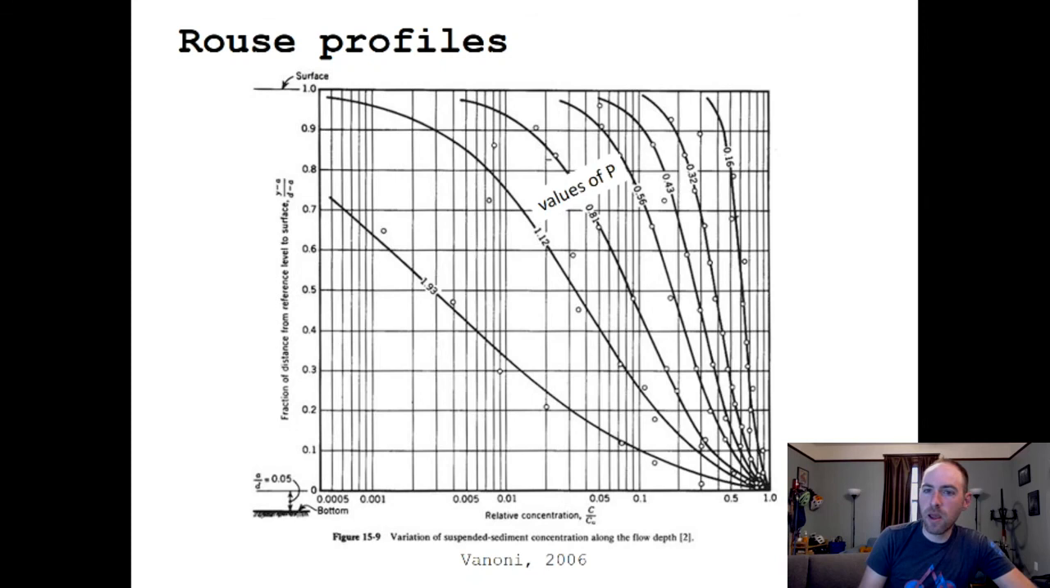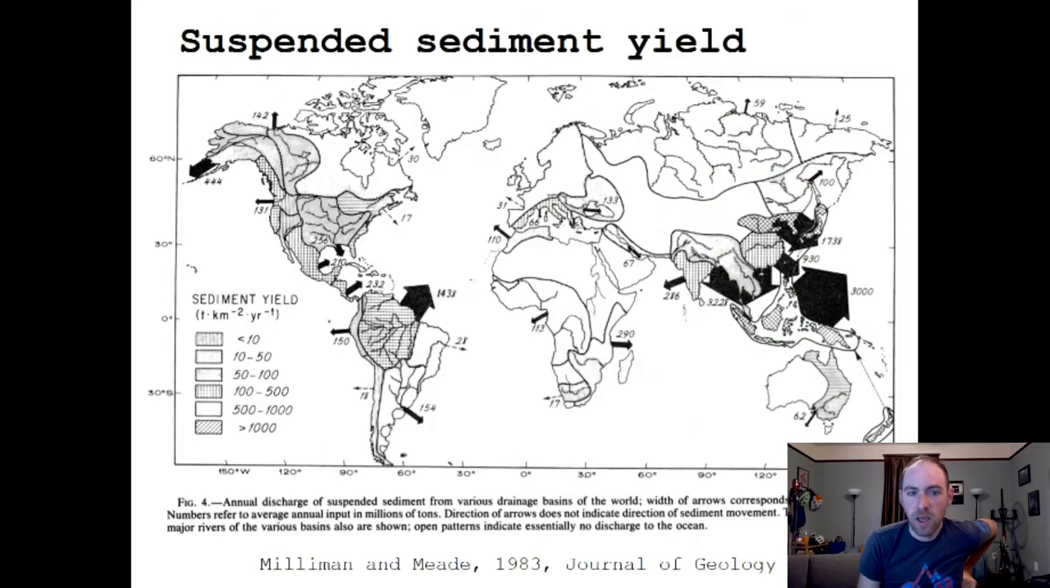And I mention all of this to say that suspended load matters quite a bit in most large river systems, and is the dominant process by which sediment is delivered from the continents to the oceans, right? And you can do an accounting of this based on using equations like the Rouse profile to estimate the suspended load discharges of some of these rivers, right?